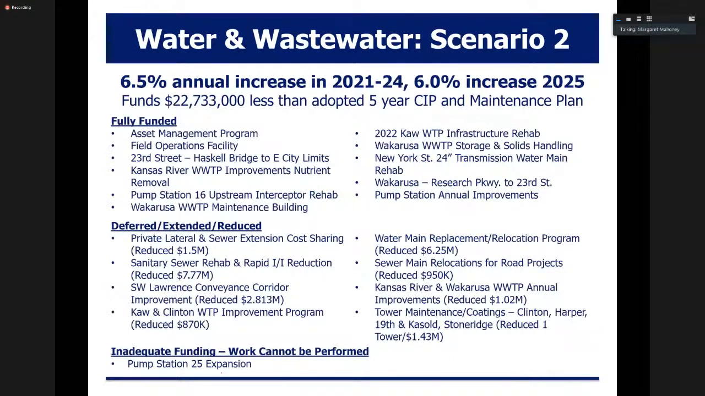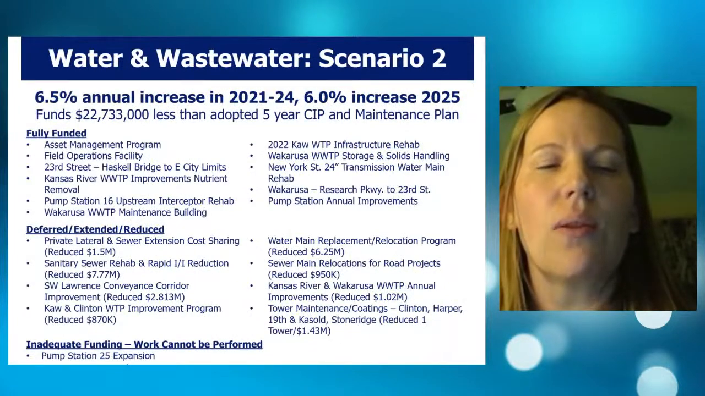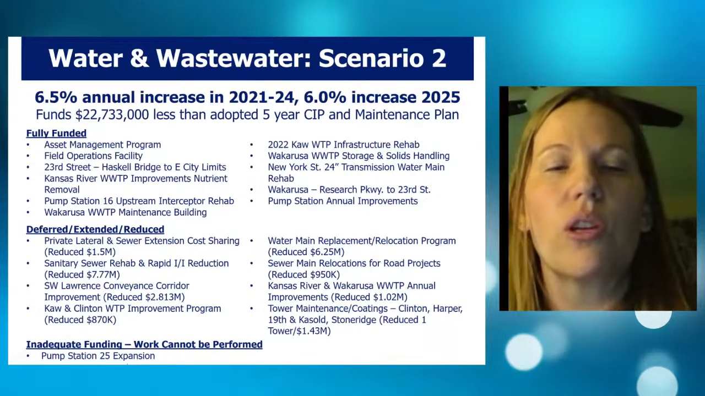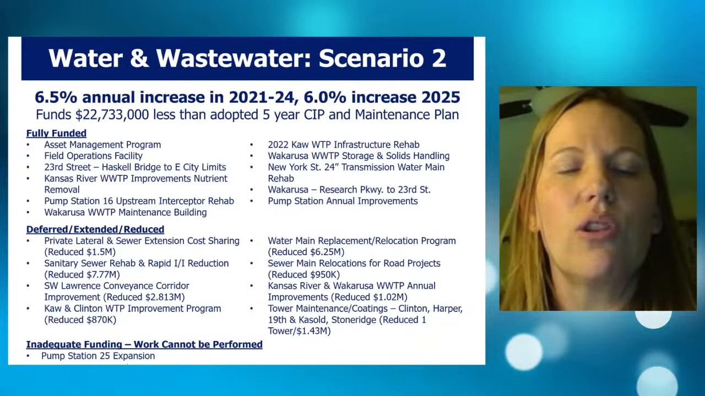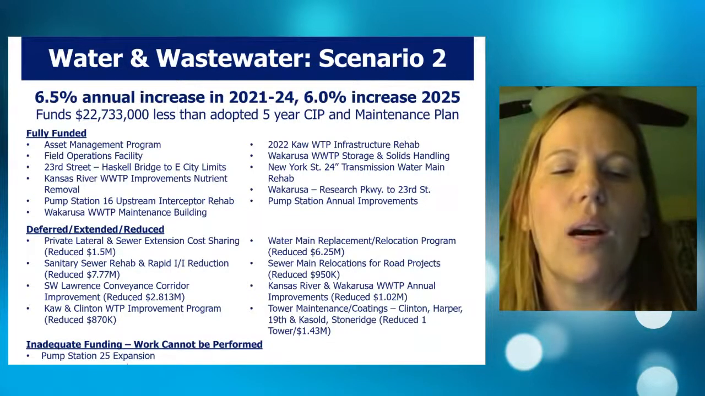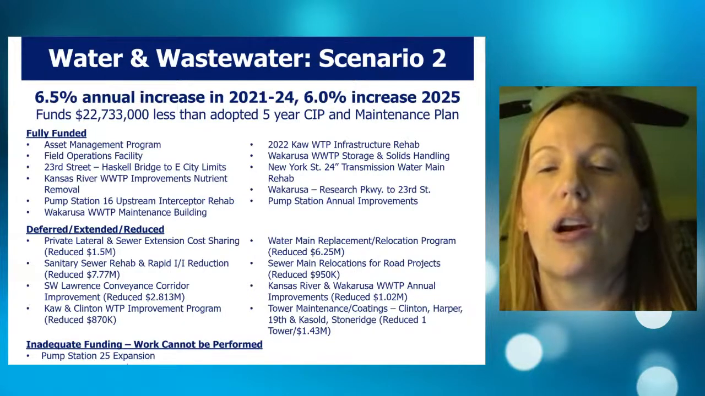And I'll just jump in on this really quick. Maggie Mahoney, Management Analyst, Municipal Services and Operation. So this is the list for scenario 2 of projects and programs at the 6.5% increase in 2021. The major point here is that this is funding $2.7 million less of CIP over that 5-year period. So here you have your fully funded, and then you have the group of deferred, extended, and or reduced projects and programs as a result, and then you do have one project that you cannot do because you have inadequate funding in this scenario.